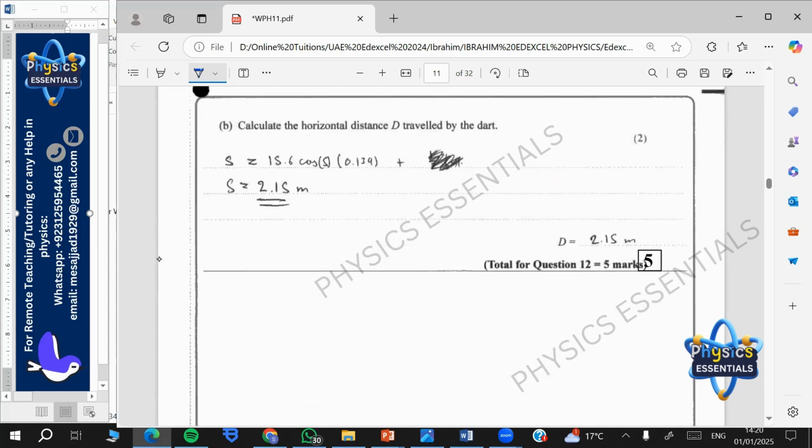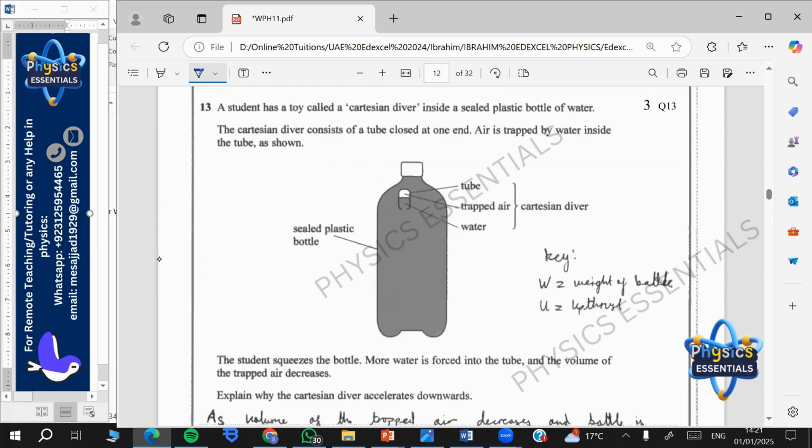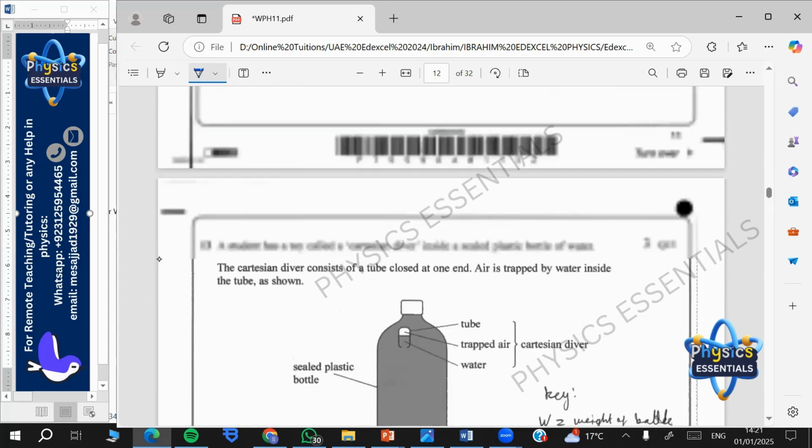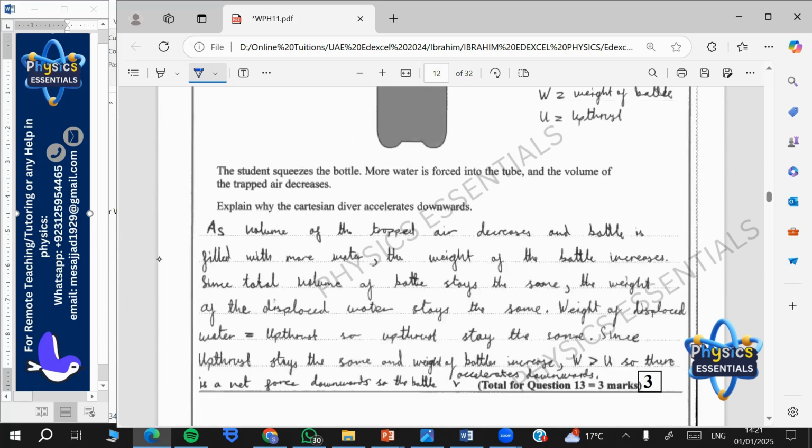Then calculate the horizontal distance d traveled by the dart. Again, it was very simple. You need to find the distance, which is equal to u_x times t. u_x means u cos theta, because you need to use the horizontal component, and he did it exactly correct. So he got the right answer, 2.15 meters. Full marks for this question, 3 out of 3.